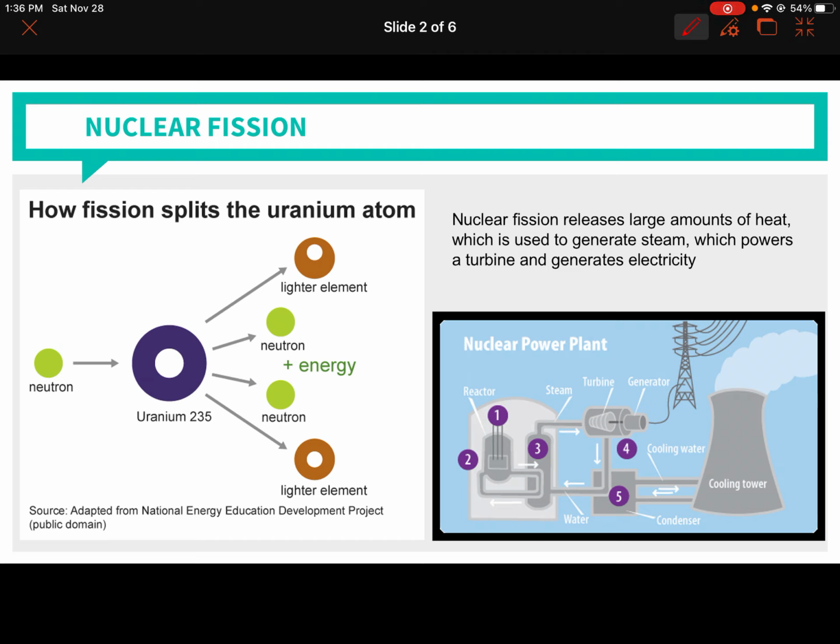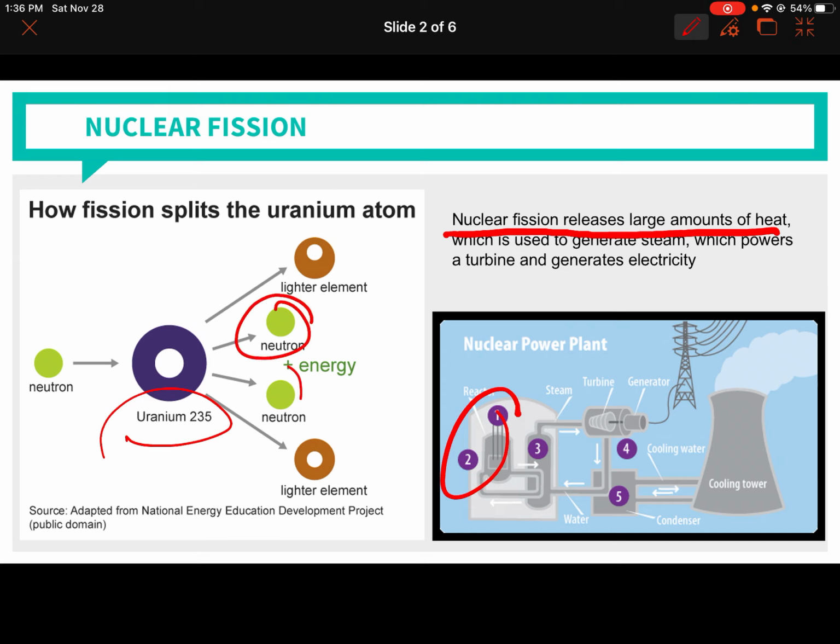So we do this because nuclear fission releases large amounts of heat. This process takes place down here in the reactor. That heat is used to generate steam, which powers a turbine. It generates electricity. It's the same process we've seen for coal and natural gas. The difference here is we're using radioactive uranium-235.